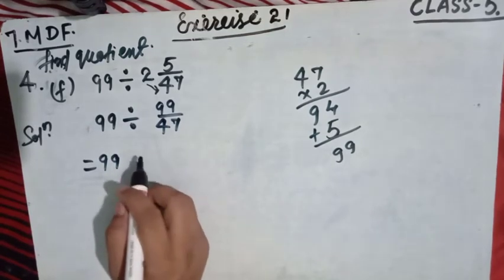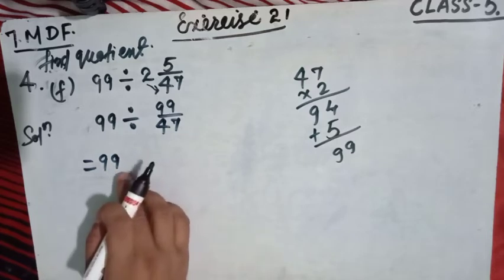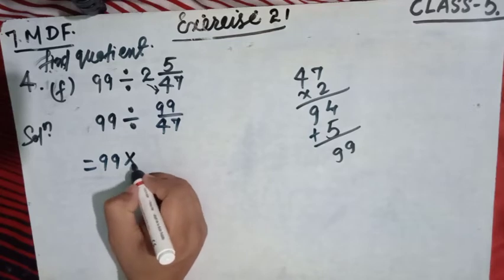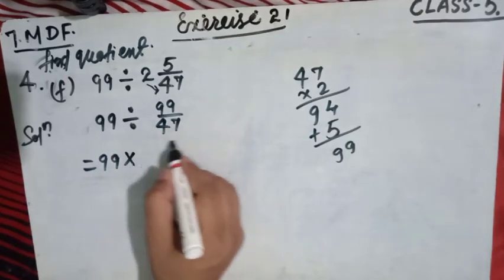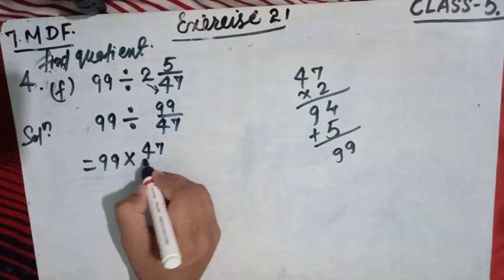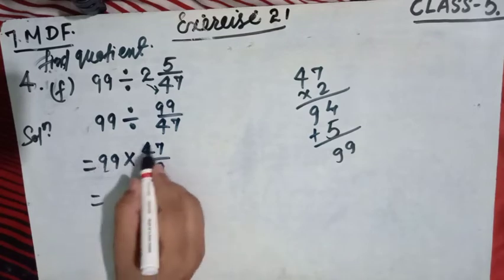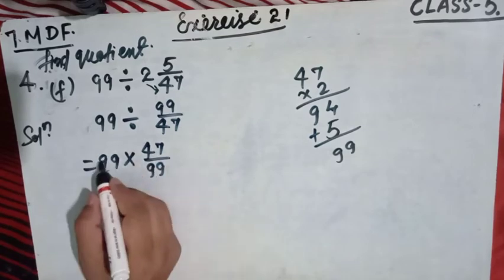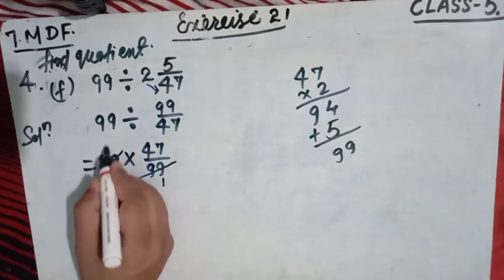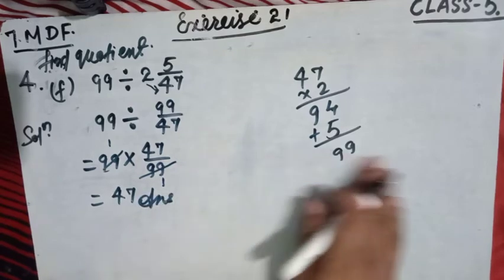Here we will follow the same method in solving. The first method is to change this operation and write the reciprocal of this number. The reciprocal of this number means this goes up and this goes down. Here is 47 divided by 99. Have a look friends, these two numbers are numerators, and here is the denominator. Numerator and denominator will get cancelled if possible. So 99 ones are 99, it will get cancelled. 47 is the only answer. Okay, I hope you will understand.